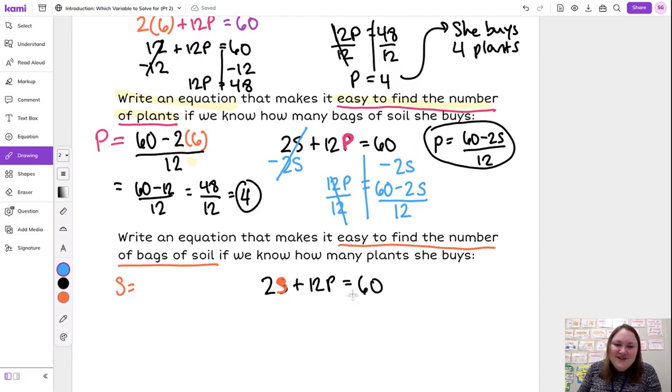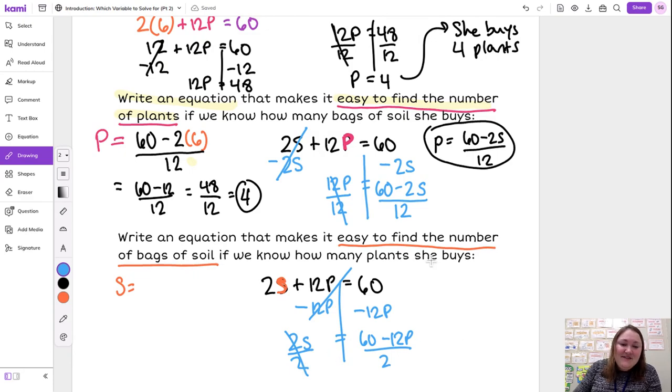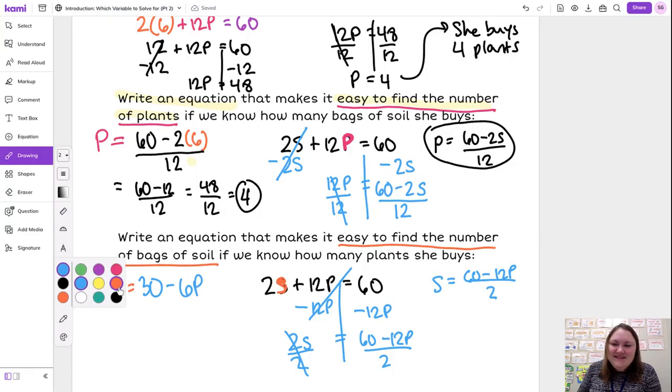So to do that, you would want to subtract 12p on both sides. That gives us 2s equals 60 minus 12p, and then we can divide both sides by 2. This time you could say (60 minus 12p) over 2, but since I see I can divide 60 and 12 by 2, I can go ahead and divide. So my final equation, I'll write it over here: 60 divided by 2 is 30, and 12 divided by 2 is 6, so s equals 30 minus 6p. This is the equation I could use if I know p, if I know the number of plants and I'm trying to find soil.